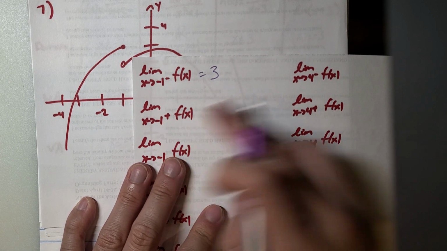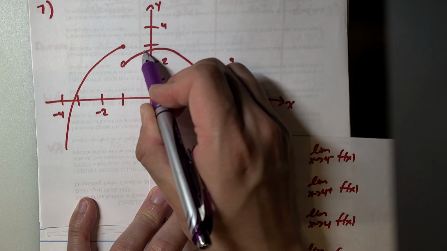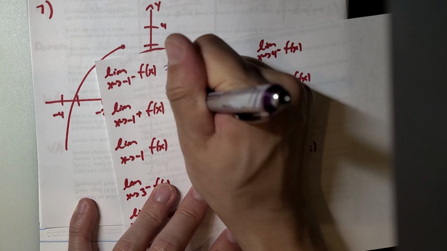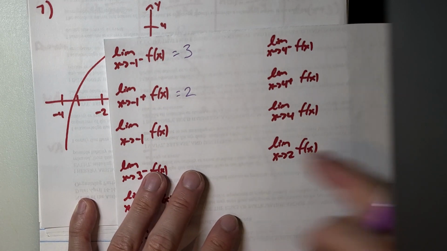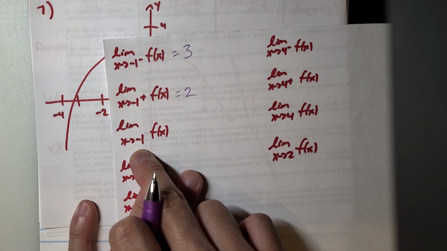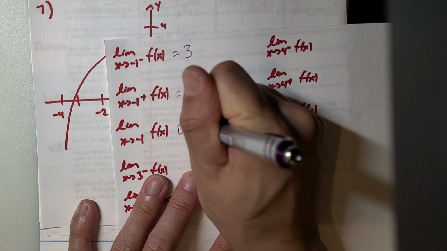Now -1 from the right-hand side. Again, here's -1. We traverse it from the right. That's going to this value, which is 2. Now the two-sided limit, when there's no superscript, that means from the left and from the right. Well, the limit from the left is not equal to the limit from the right, so this does not exist.